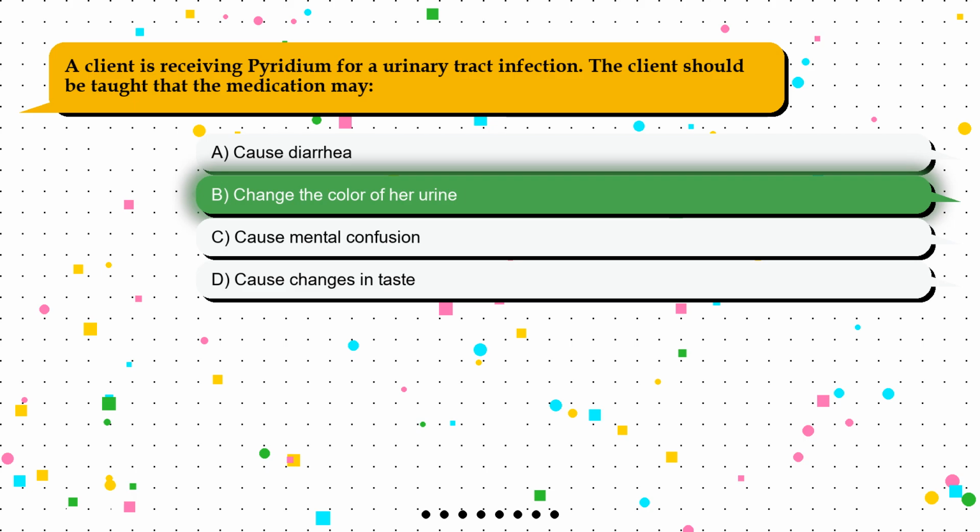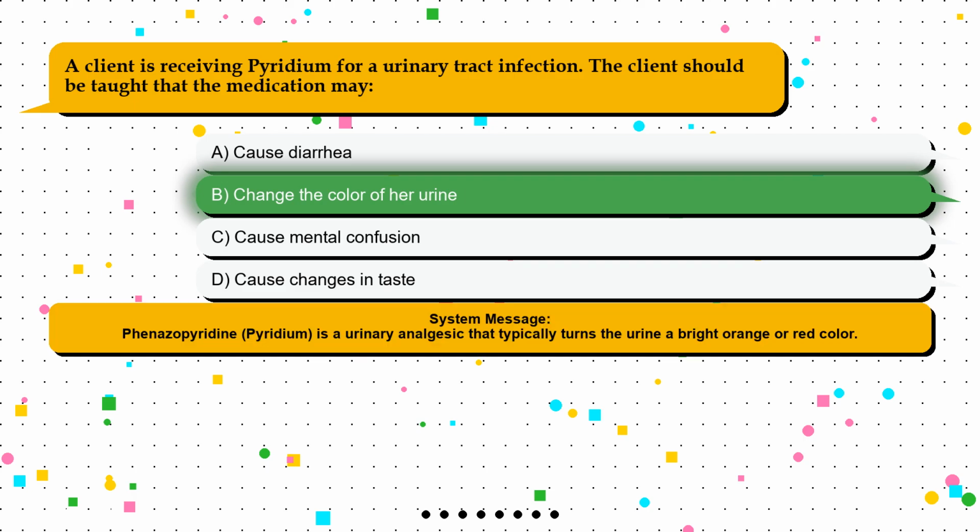The correct answer is option B, change the color of her urine. Phenazopyridine, Pyridium, is a urinary analgesic that typically turns the urine a bright orange or red color.